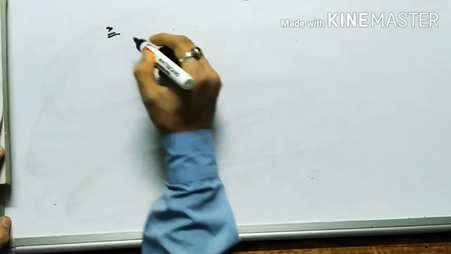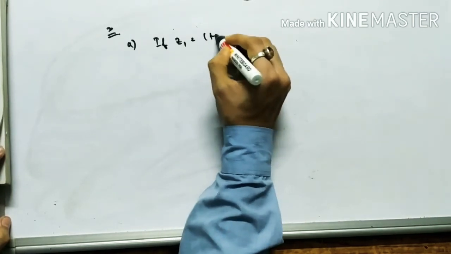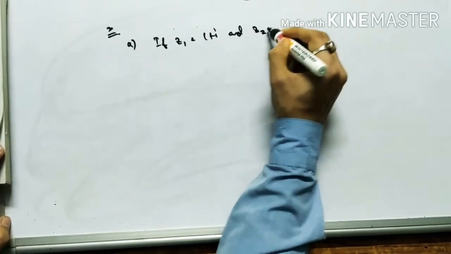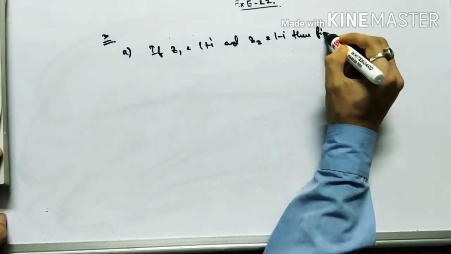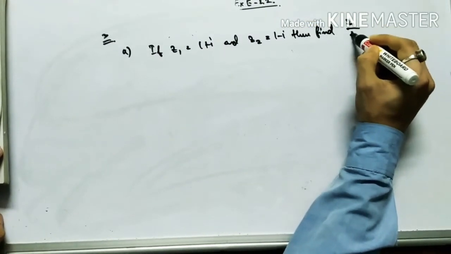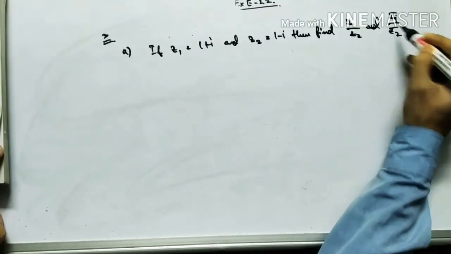Next I will go to type 3 here. Type 3, number 1: if z1 is equal to 1 plus i and z2 is equal to 1 minus i, then I have to find z1 by z2 and z1 bar by z2 bar.